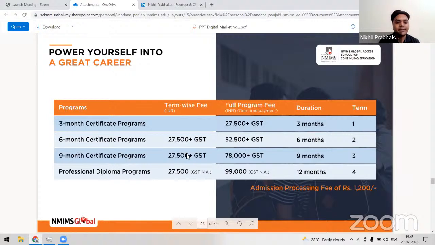For the 9-month certificate program, either you pay term-wise or you make a one-time payment, and the same applies to the professional diploma program. Either over here you have a term-wise fee which is 27,500. This is inclusive of the GST. And if you make a full payment, this is 99,000, which is also inclusive of the GST. Okay, so this is the fee structure that is fairly transparent, and you can have a good idea of that.